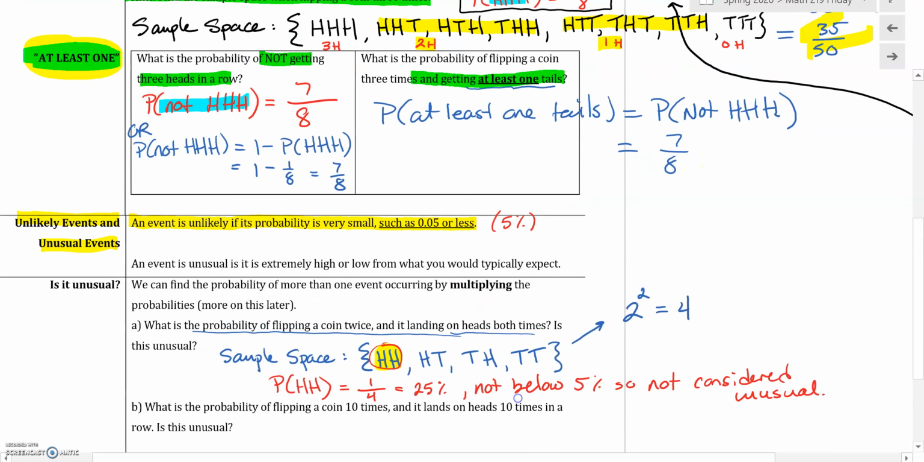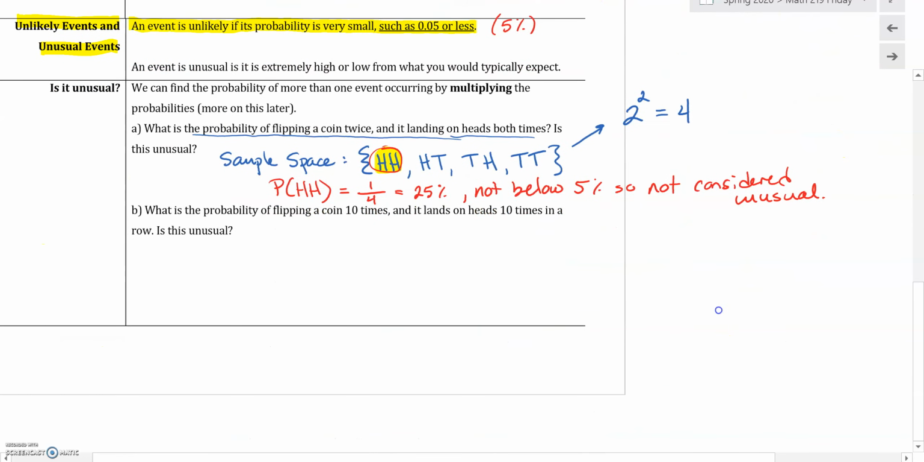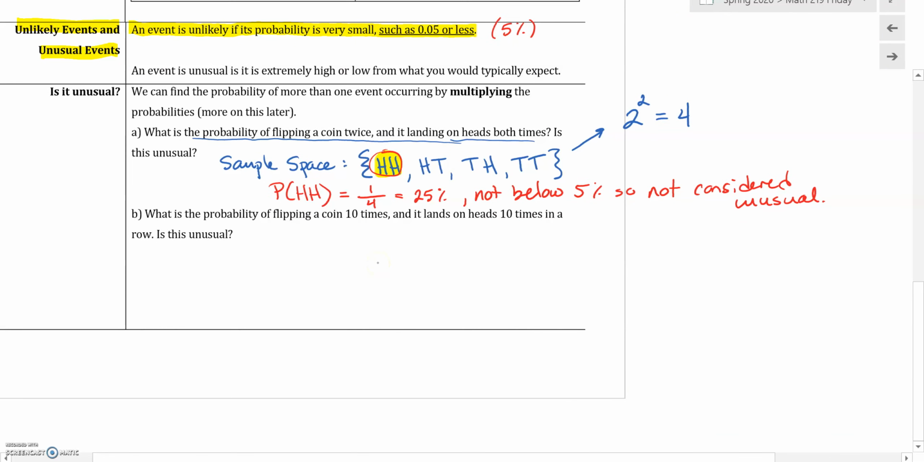Let me scroll back up here. When I was flipping a coin 3 times, so again, 2 outcomes, 3 flips, 2 to the 3rd is 8. There should have been 8 outcomes, and there was. But now here I'm flipping a coin 10 times, so I've got 2 options, heads or tails, 10 flips. 2 to the 10th is 1024. That's how many things would be in my sample space. It'd be impossible to write it out.